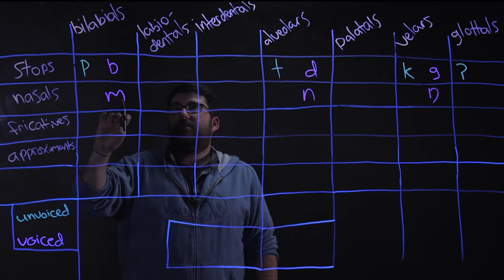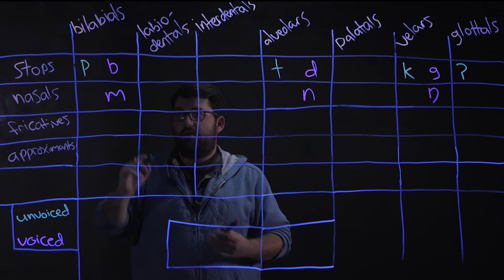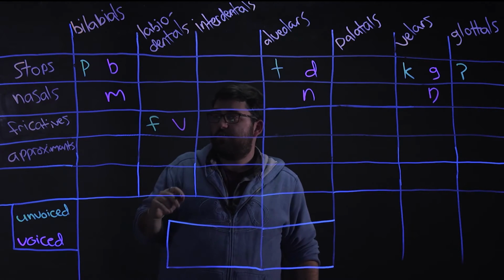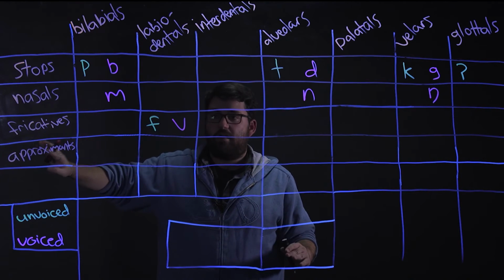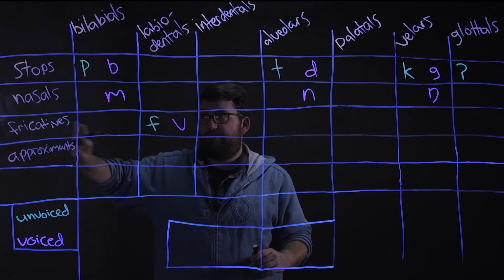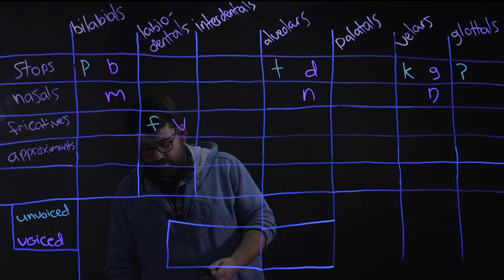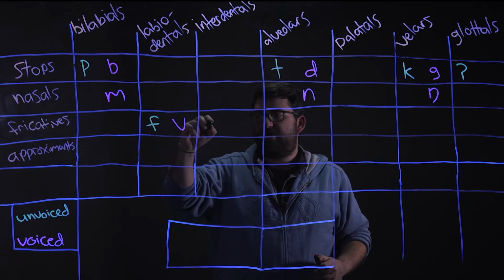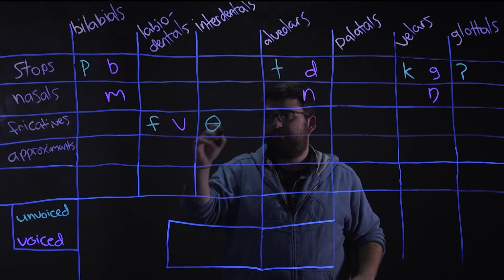Fricatives, we don't have any bilabial fricatives in English, but we do have labiodentals. And the labiodentals are your F and your V. So your F and your V, they're fricatives. You can make an F or a V for as long as you have air. But a P or a B has to stop basically as soon as you close the mouth, as soon as you make the stop. Interdentals, we have the th sound. The th sound is going to be your interdental fricatives.